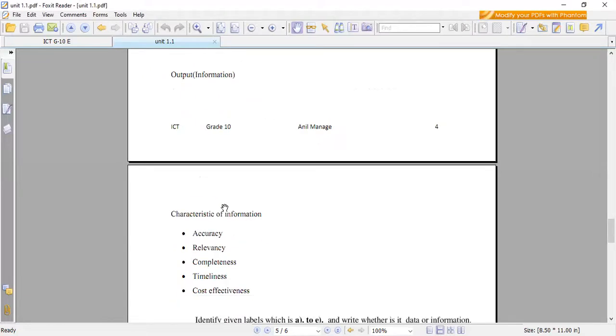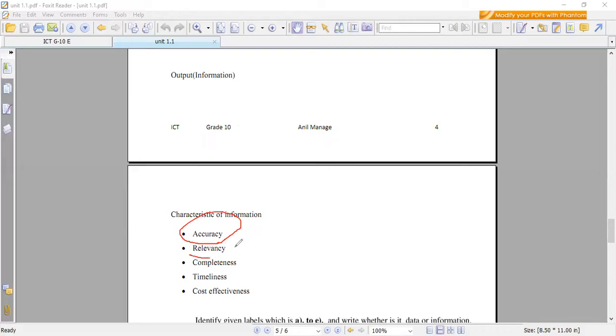Then characteristics of information. I told you, when you take the marks of the student, if I am going to find out who is first in the class, accuracy is very important. Why am I telling like that? If I don't get accurate data, correct marks, my decision will be wrong. So accuracy is one characteristic of information. Data can be not accurate, but when it comes to information, it should definitely be accurate.